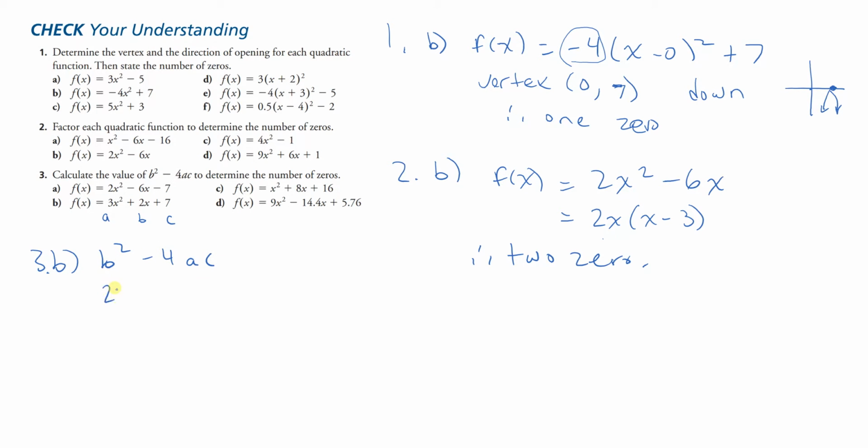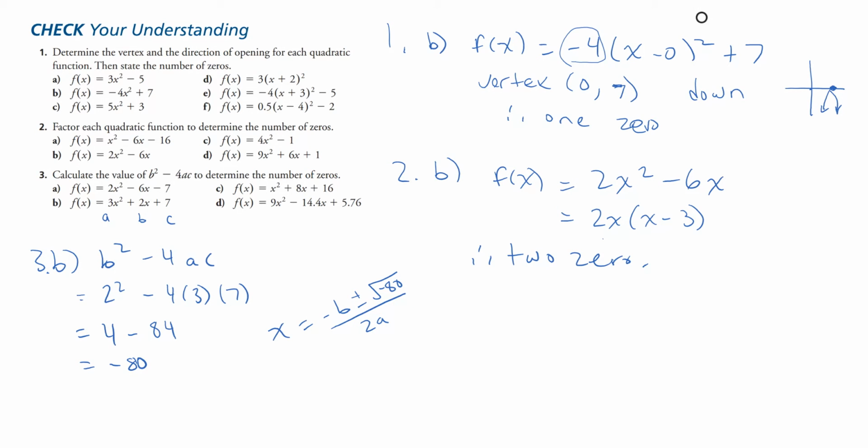b squared, so 2 squared, minus 4 times 3 times 7. Okay, so 3 times 7 is 21, times 4 is 84. So we have minus 80. So negative 80, that means in the quadratic formula, it would look like minus b plus or minus the square root of negative 80 all over 2a.